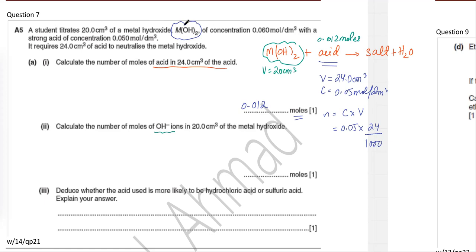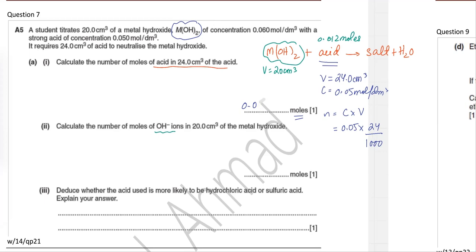Sir, yes. I think it was 0.0012, because I'm getting a different number. Yes, sir. Same. It's 1.2 multiplied by 10 raised to the power minus 3. Okay, fine. 0.0012. Okay, come to the metal hydroxide.